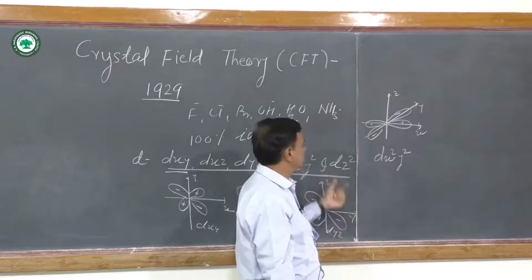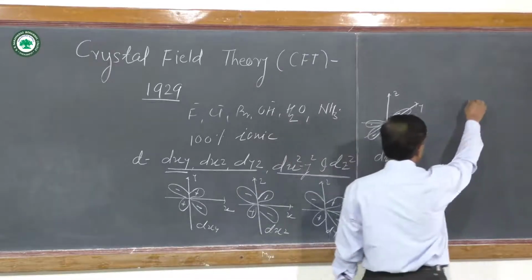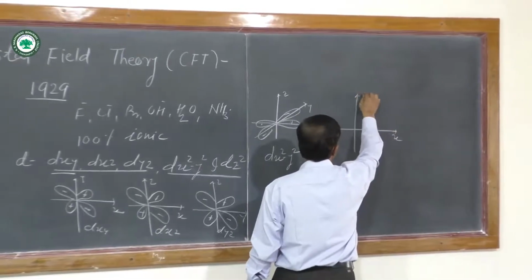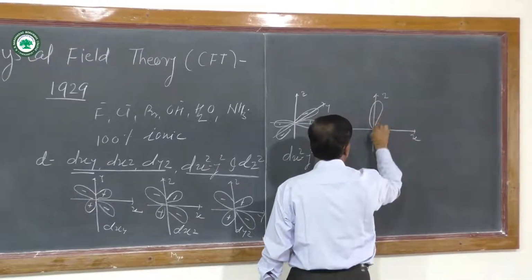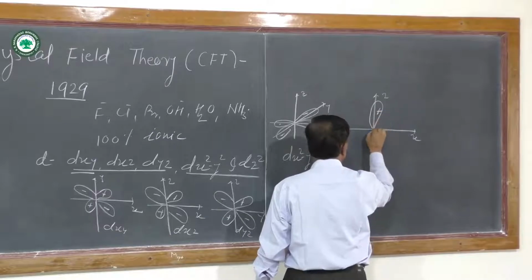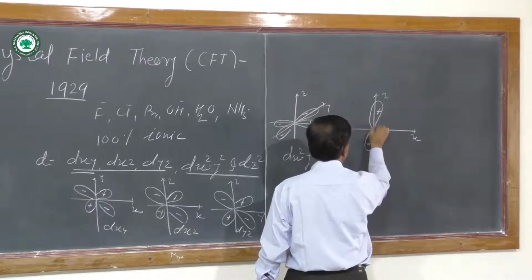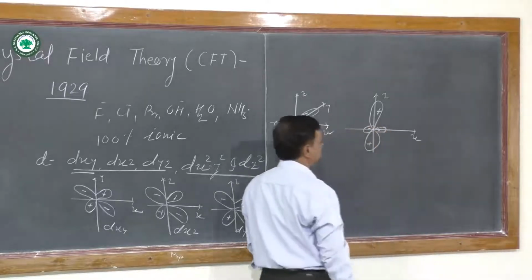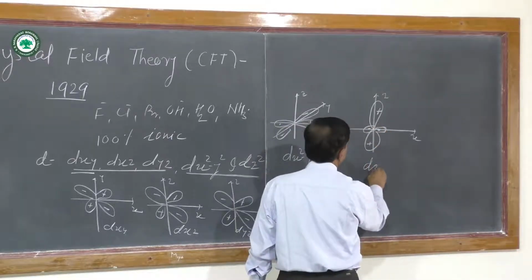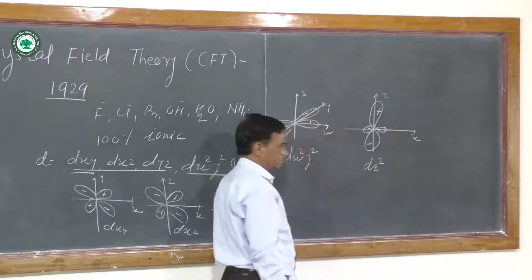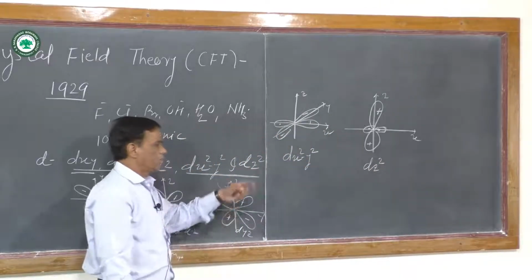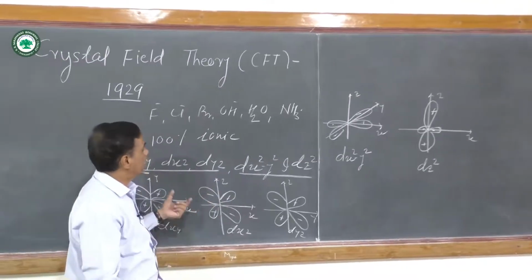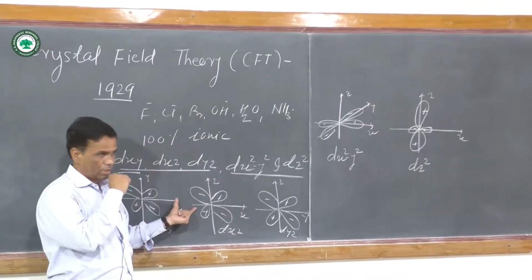Then if you consider the dz square orbital, in the dz square orbital, suppose this is the x-axis, this one is the z-axis, here is positive and here is positive, and here a small node formation, that is negative, and this is dz square. That orbital is dz square, and that lies along the z-axis, and these are the 5 d orbitals.